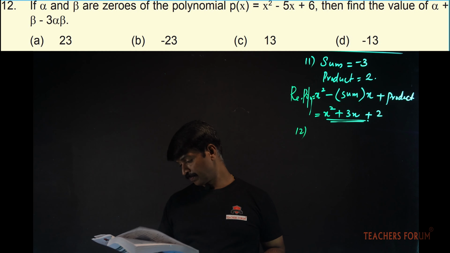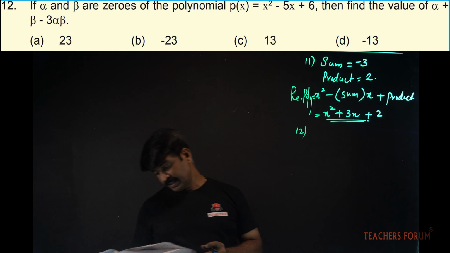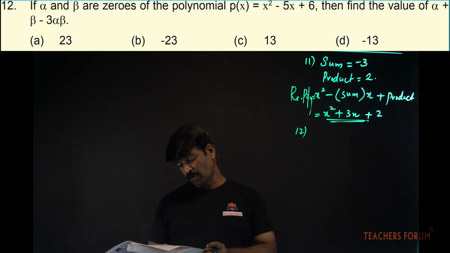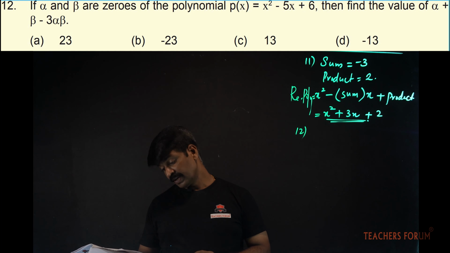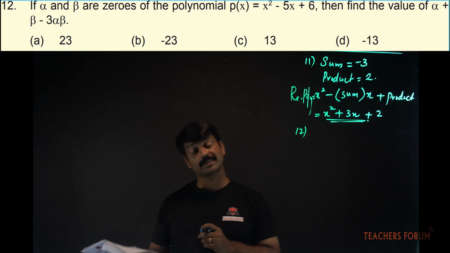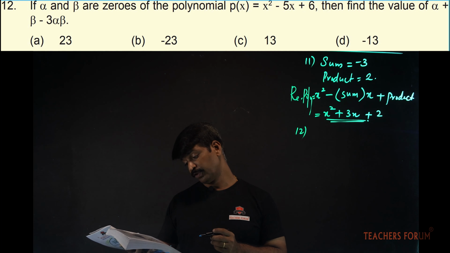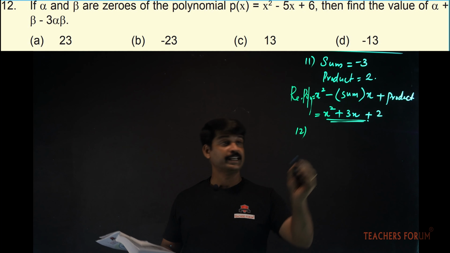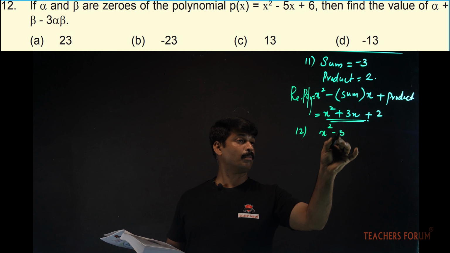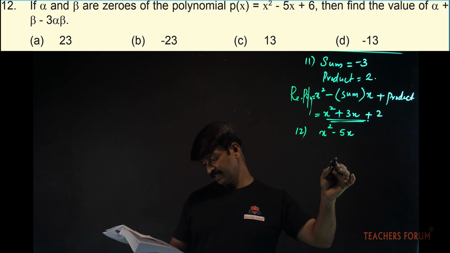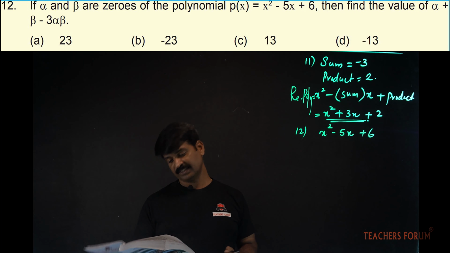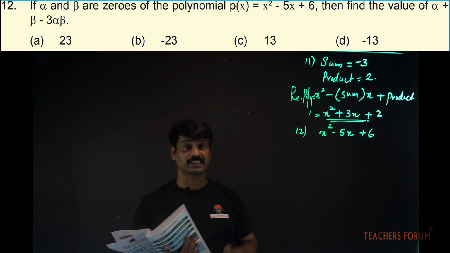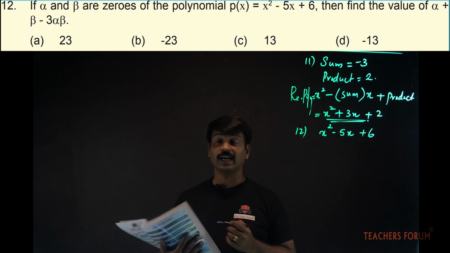Next one. If alpha and beta are the zeros of the polynomial p of x is equal to x square minus 5x plus 6, then find the value of alpha plus beta minus 3 alpha beta. So what is the polynomial? The polynomial is x square minus 5x plus 6. Alpha and beta are the zeros. You have to find out what is alpha plus beta minus 3 alpha beta.